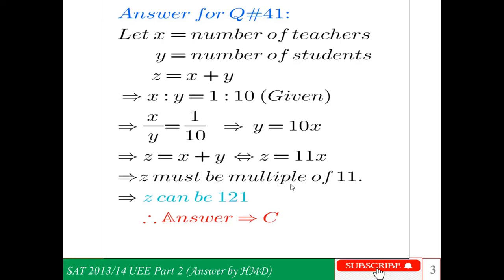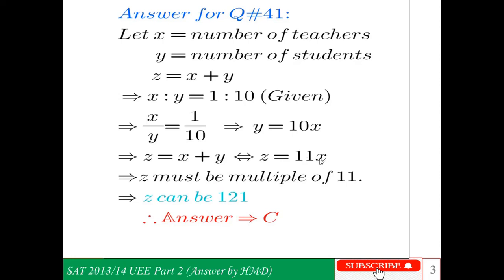Bear in mind, Z must be a multiple of 11, because we don't have fractional numbers of teachers. Can we say 0.5 teachers? Can we say 1.5 teachers? Can we say 10.5 teachers? No, right? So the number of teachers and the number of students has to be an integer, or a whole number. So Z must be an integer again. Making this an integer, X must be an integer and Z must be an integer. This implies Z is 11 multiplied by X.